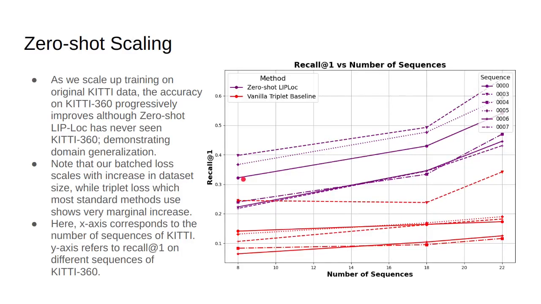We trained zero-shot LIP-Loc on the KITTI dataset and evaluated it on KITTI-360. Note that these results are without doing any customization of hyperparameters or using validation sets. As described before, our method beats the SOTA by 8%. This showcases our model's remarkable ability to generalize across different datasets and camera modalities. Here you can see that as we scale up the training on the original KITTI dataset, the accuracy on KITTI-360 progressively improves.